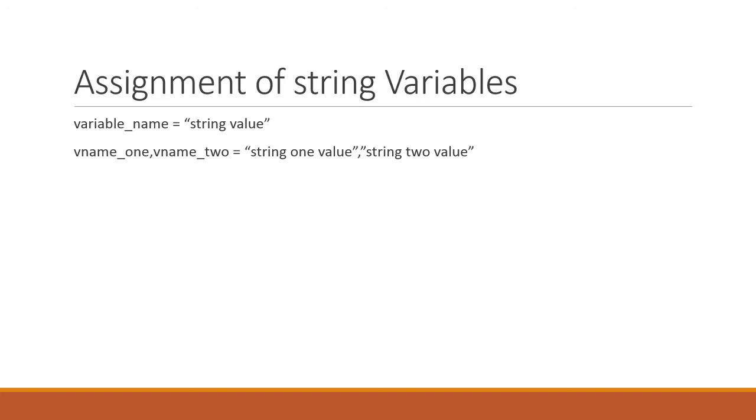Assigning a string variable is real simple. You just give it a name and you use the assignment operator. The assignment operator is an equal sign. Again, these are called operators. Now, if we wanted to look at a comparison operator, does variable name equal string value? Then you would use the double equal sign. That would be a comparison operator. This is an assignment operator.